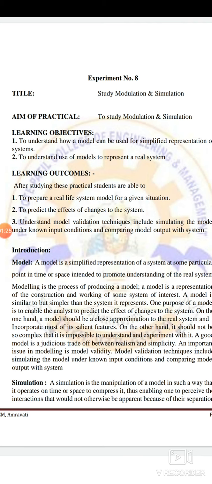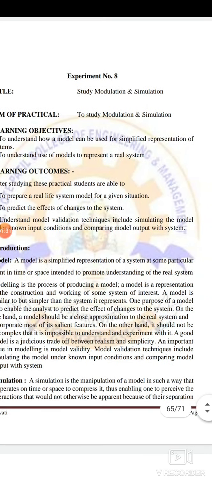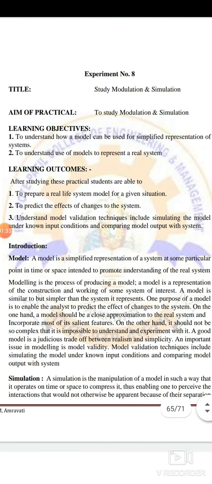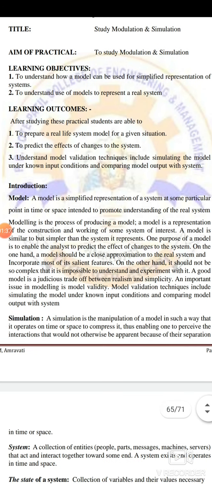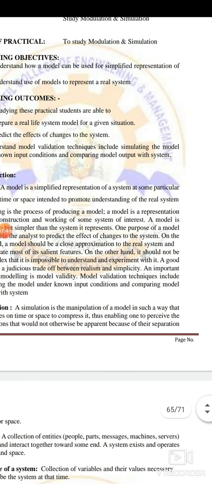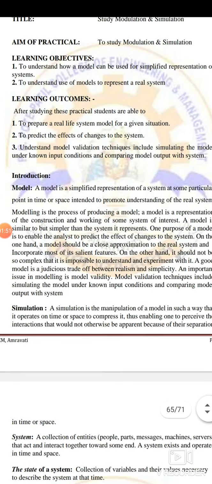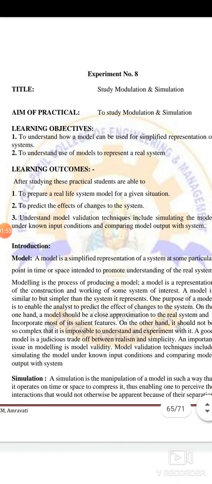Now what do you mean? How to make a model: a model can be a simplified representation of a system, and to understand the use of models to represent a real system. That is our objectives. And what are the outcomes? You will be able to prepare a real-life system model for a given situation, to predict the effect of changes to the system, and understand the validation technique including simulating the model under input conditions and comparing the model with the output of the system.